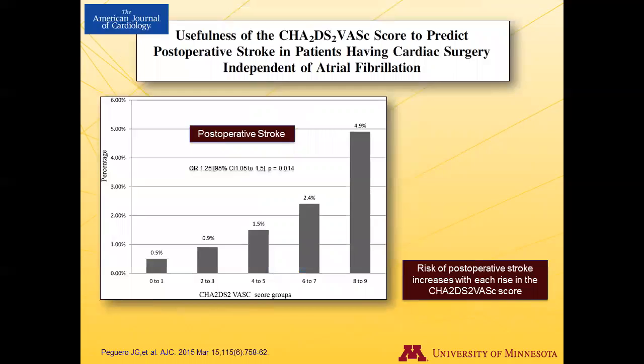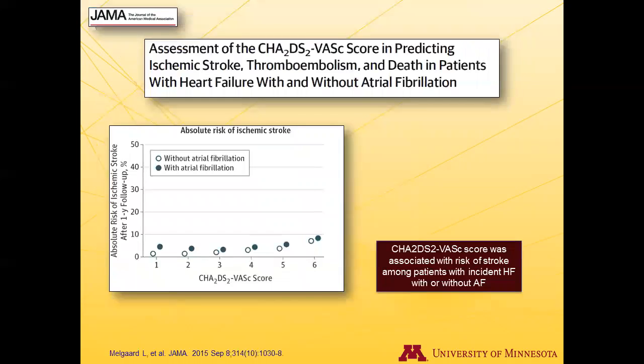Another group did a study published in March 2015, and they concluded that the CHA2DS2-VASc score also correlates with the risk of stroke in patients with no atrial fibrillation after open heart surgery, either valve or CABG. And lastly, this was published just 2 months ago by Gregory Lip, whose name everybody heard today multiple times, in JAMA. In this study, they looked into the CHA2DS2-VASc score and risk of stroke in patients with no history of AFib, but with a history of heart failure.